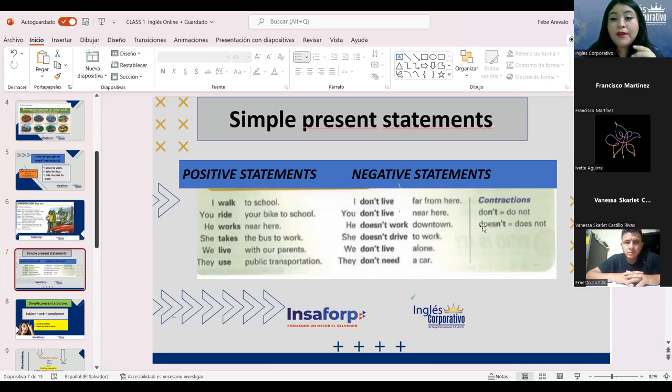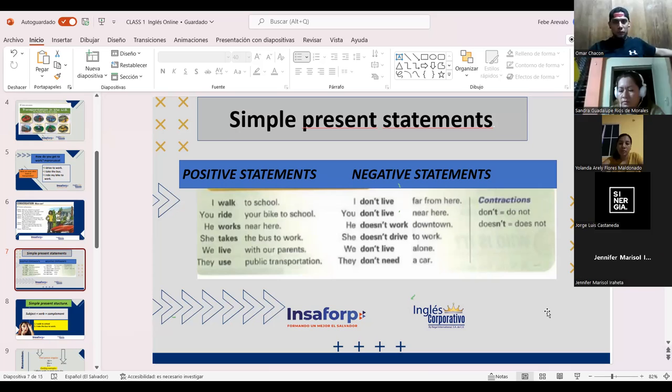Don't, si tenemos el apóstrofe T, es la versión corta del do not. Do not. Si tenemos doesn't, que este ya lleva ES N, apóstrofe T, la versión corta del does not. Teacher, ¿está mal decir does not? Entonces, no, no está mal, my dear friends. No hay ningún mistake, ningún error si usted dice does not. Simplemente que cuando las personas hablan, es muy común que utilicen las contractions y no utilicen la versión larga. ¿Ok? So you gotta get used to it. Así que se tienen que ir acostumbrando a las contractions.